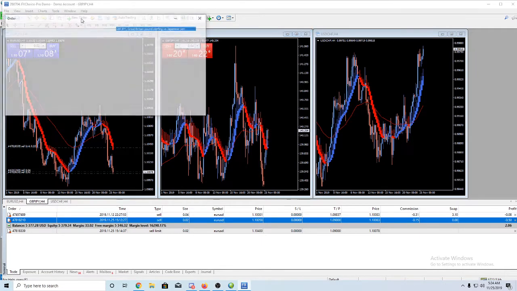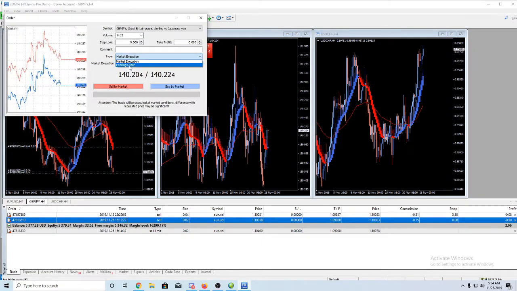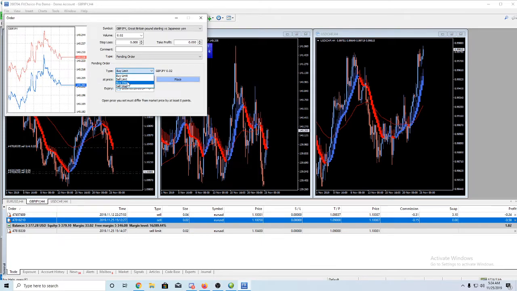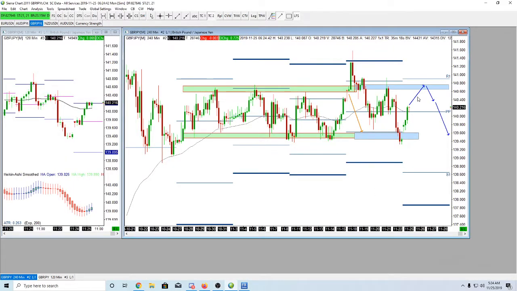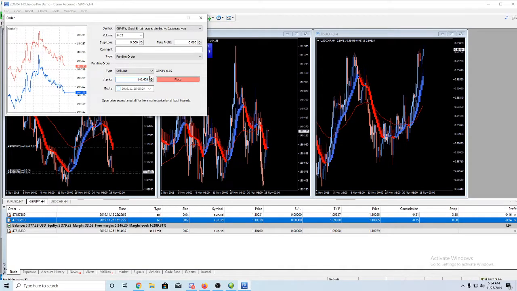I want to come in here to new order, to a pending order. This would be a sell limit. This would be, what was that, 140. Let's do 140.40 just to make sure we get in. So getting in at 140.40, which puts us, somewhere, that's too close. I want to go 140.60. That puts me just under that spot. Let's do that instead. 140.60.